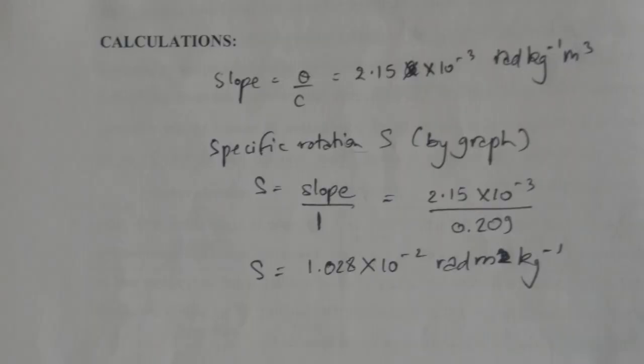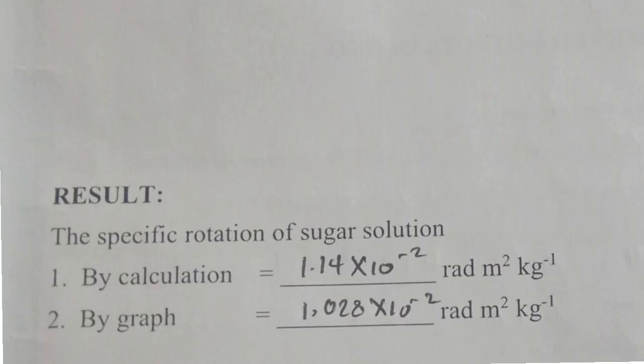The conclusion from the experiment is basically that the values of the specific rotation by calculation and by graph are very similar to each other. So the experiment's a success.